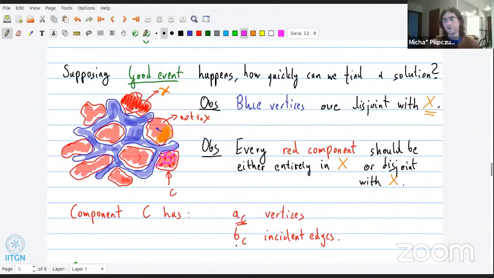Yeah, so there are AC vertices and say BC incident edges. I see that there is a question. It's also more expensive if you wanted to randomize as well, right? Yeah, the randomization will go to the randomization at the end.